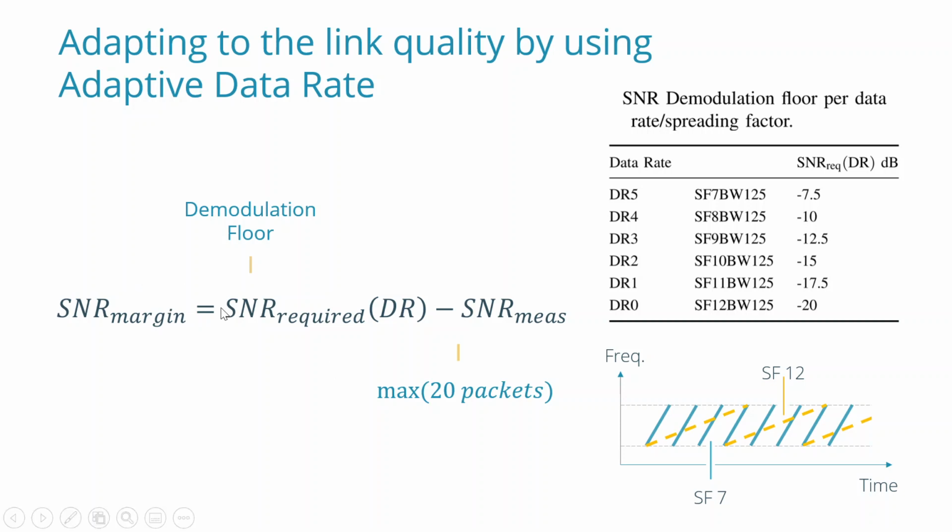In case the margin is positive, this means that we could potentially lower the spreading factor or transmit power. On the other hand, if the SNR margin is negative, then the transmit power or spreading factor needs to be increased in order to still be able to receive the packets.